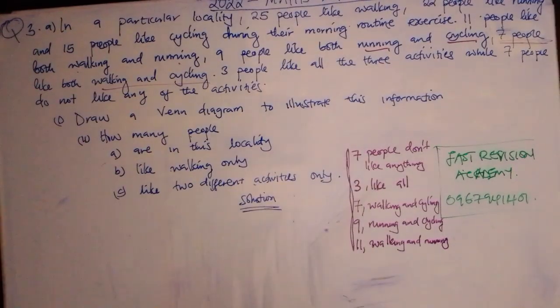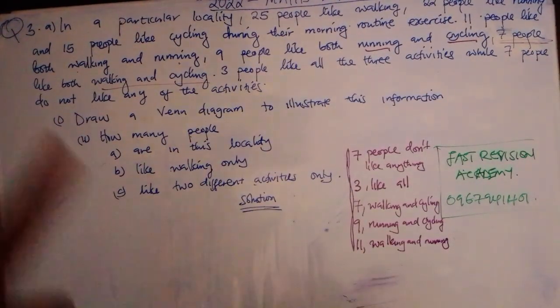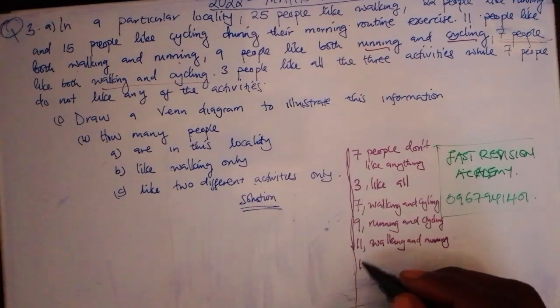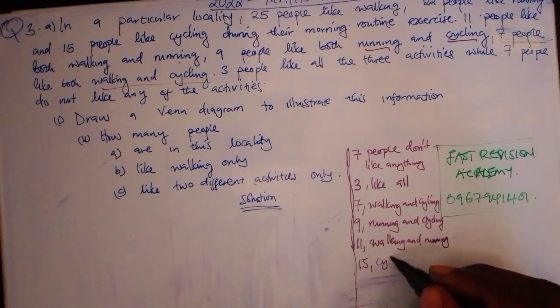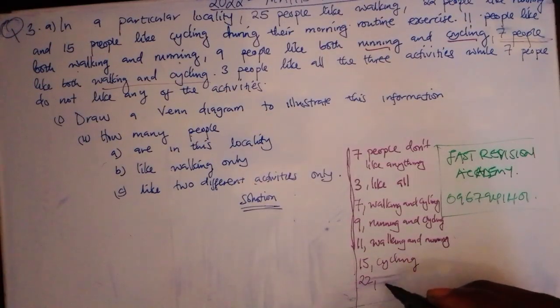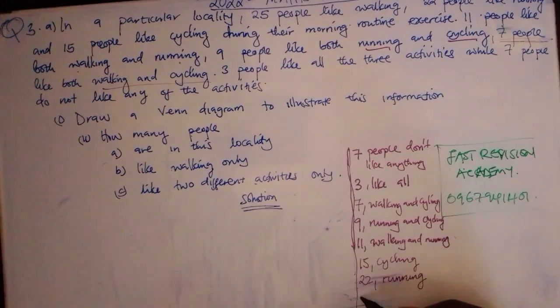Then you now go to these ones which are single. So we have 15 people who like cycling. So you say 15 cycling. Then we also have 22 which like learning. Then we also have 25, which likes walking.